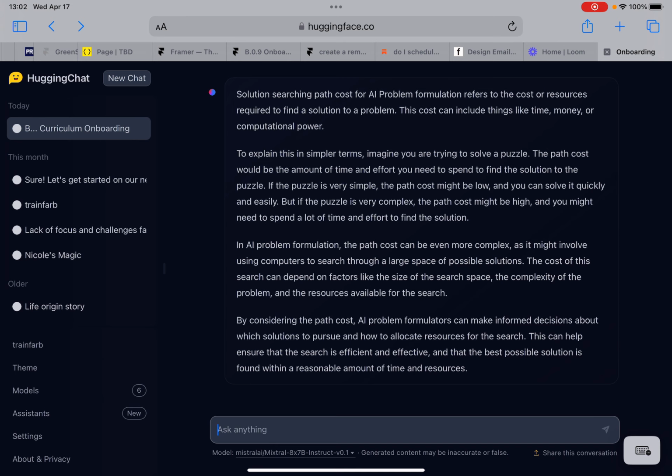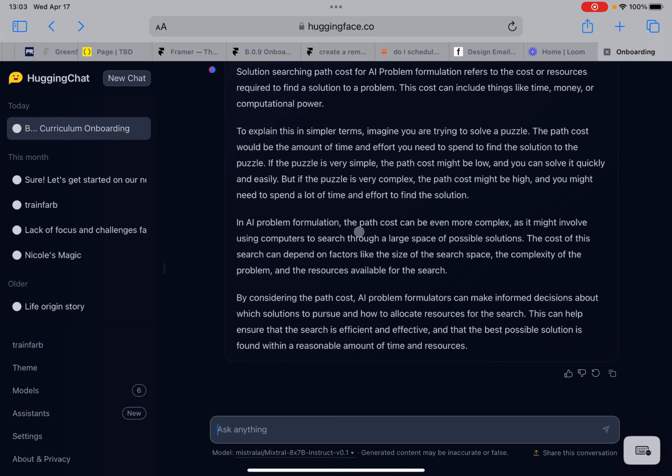In AI problem formulation, the path cost can be even more complex, as it might involve using computers to search through a large space of possible solutions. The cost of this search can depend on factors like the size of the search space, the complexity of the problem, and the resources available for the search. By considering the path costs, AI problem formulators can make informed decisions about which solutions to pursue and how to allocate resources for the search. This can help ensure that the search is efficient and effective, and that the best possible solution is found within a reasonable amount of time and resources.